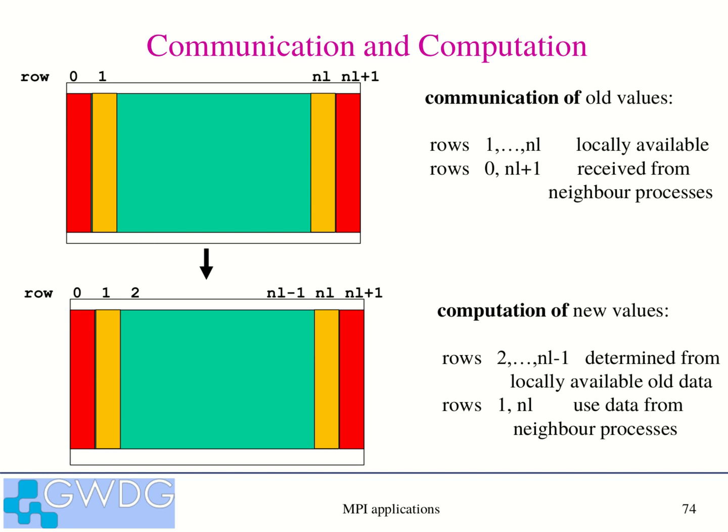What I have to communicate before computation, I have to communicate these. I have available the rows in this domain. I have all rows ready in my process. They are available, but I have to receive from the neighbors the columns. It must be the columns 0 and n1 plus 1.